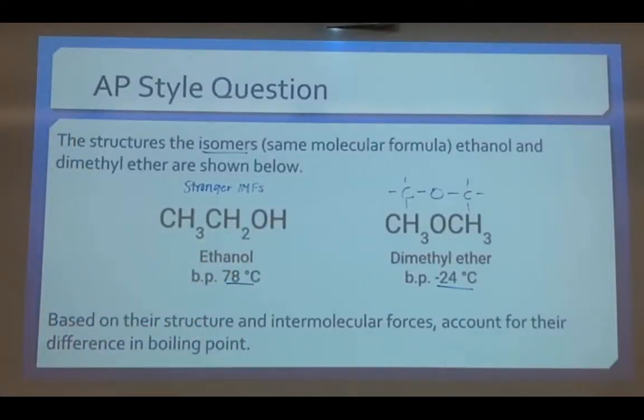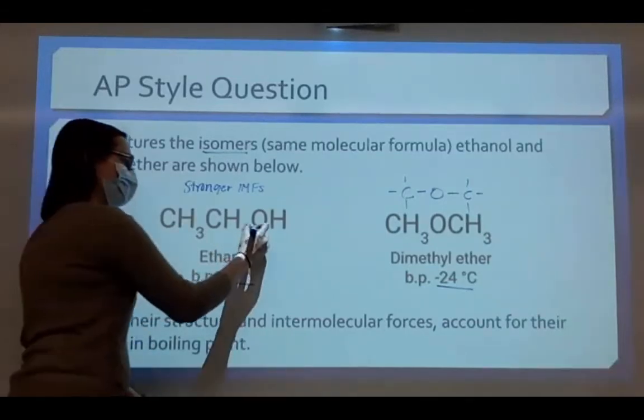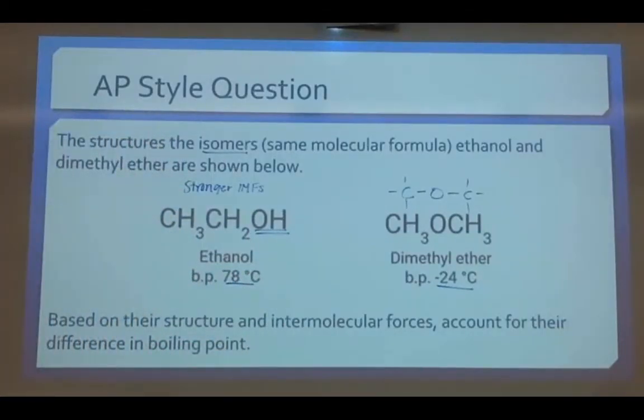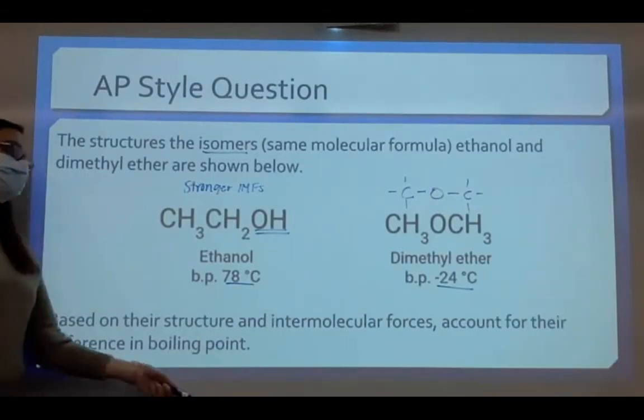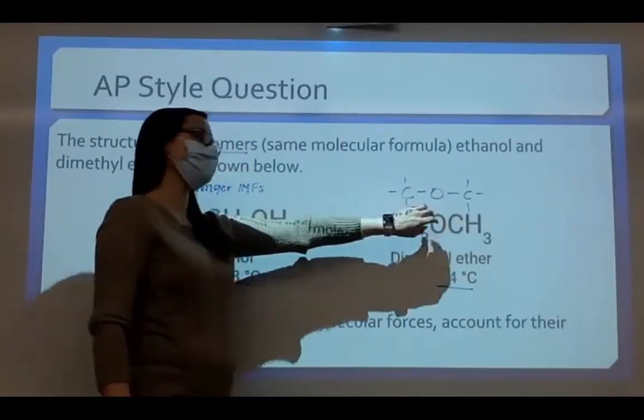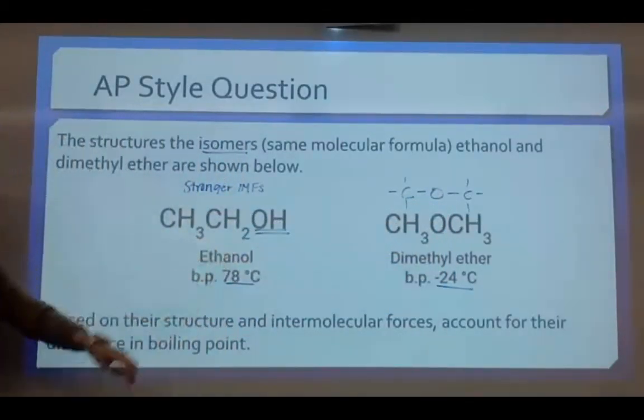What does ethanol have that dimethyl ether does not? Hydrogen bonding. This OH group right here allows ethanol to hydrogen bond. Hydrogen bonding is stronger. This is polar, because there are lone pairs here. This is polar. This is dipole-dipole. Hydrogen bonding is even stronger.